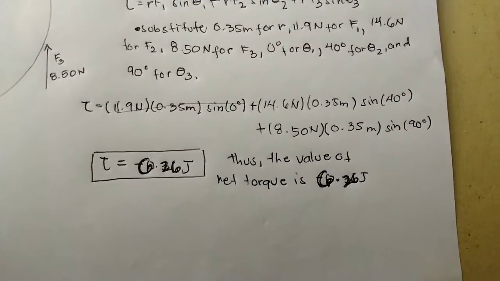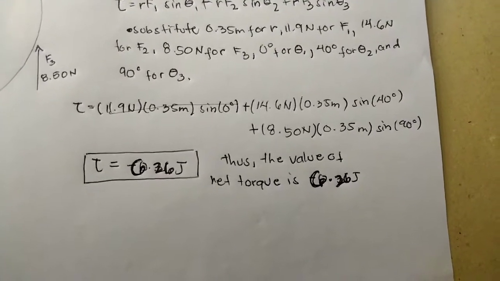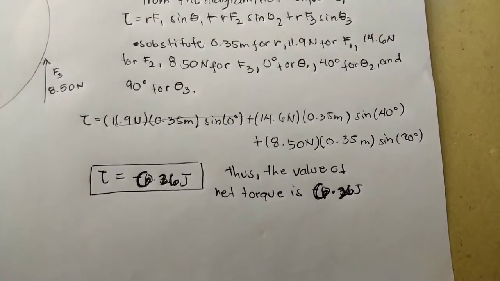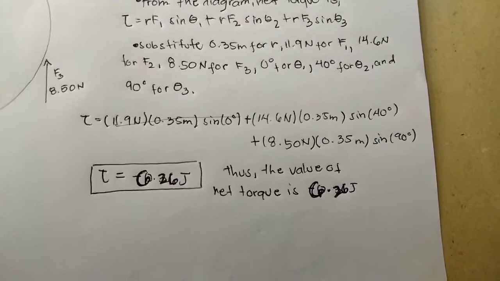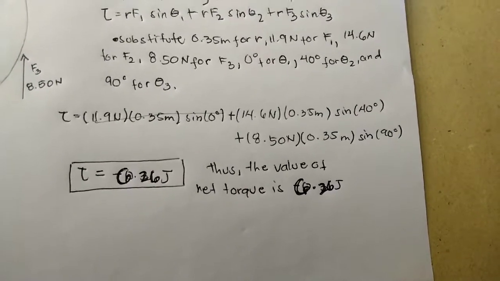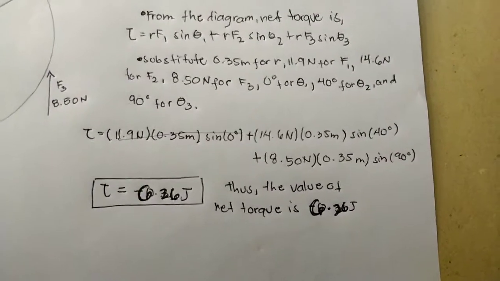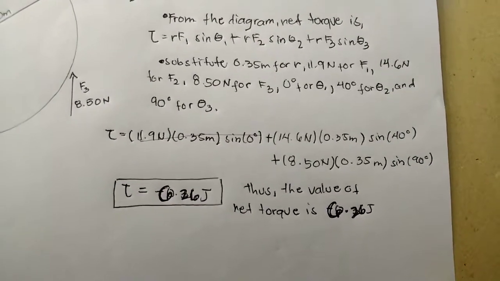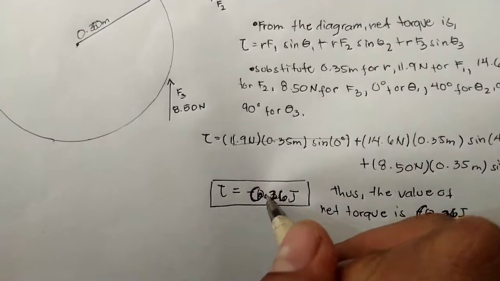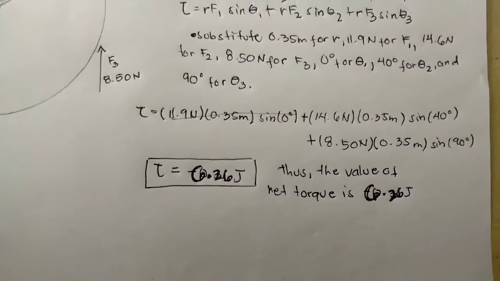So, since we have substituted, we have 14.6 Newton times 0.35 meter times sine 40 degree plus 8.50 Newton times 0.35 meter times sine 90 degree. So, the net torque is equal to 6.26 joule. Thus, the value of net torque is 6.26 joule.